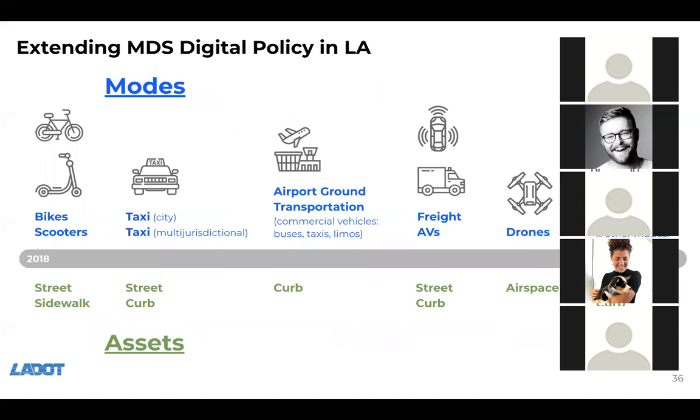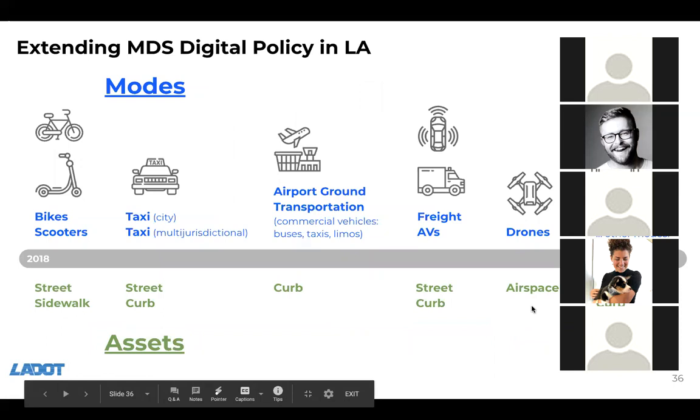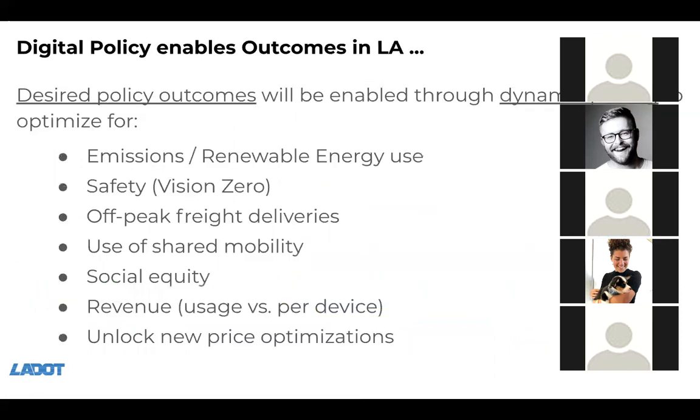Again, we're going to be extending the MDS onto these modes: taxis, urban air mobility. We're looking at working with our airports, autonomous vehicles, and a lot of these are different ways to help us manage our assets. We're going to be managing our curb space, our streets, and even the airspace we can look to manage. And a lot of the outcomes that we're really looking at, we're managing emissions, and social equity, and equity is a big piece for us in Los Angeles.